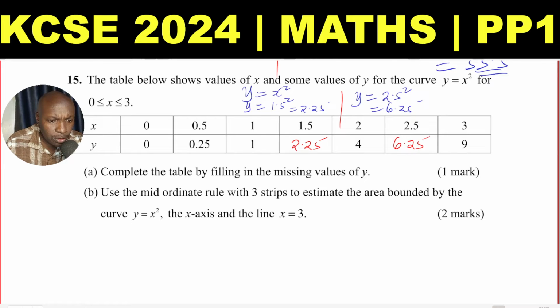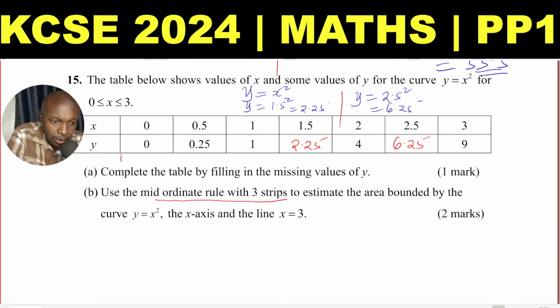Part B, use the mid-ordinate rule with 3 strips to estimate the area bounded by the curve y equals x squared, the x-axis, and the line x equals 3. The mid-ordinate rule with 3 strips. So what you need to do is simply divide this range from 0 to 3 and ensure that you have 3 strips. So this is what I will do.